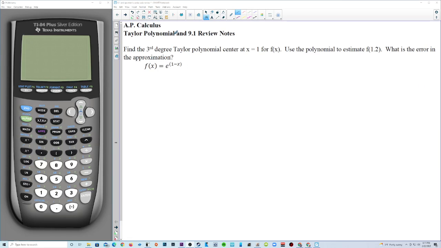This is section 9.1 and geometric series quiz review. Find the third degree Taylor polynomial centered at x equals 1 for f of x. Use the polynomial to estimate f of 1.2. What is the error in the approximation?